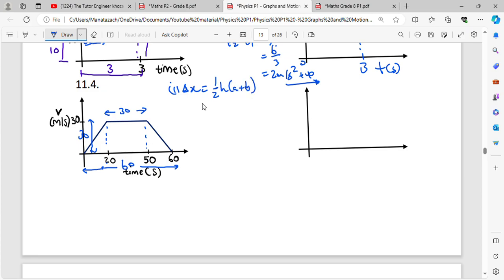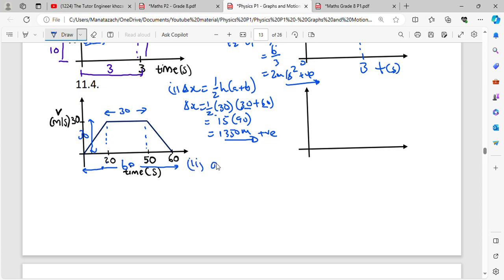Since we're dealing with the trapezium, that means change in x will be h, which is 30, a is 30 as well, b is 60. So you can just divide 30 by 2, which is 15, times 30 plus 60, which is 90. So the answer, 15 times 90, is 1350 meters in the positive direction.